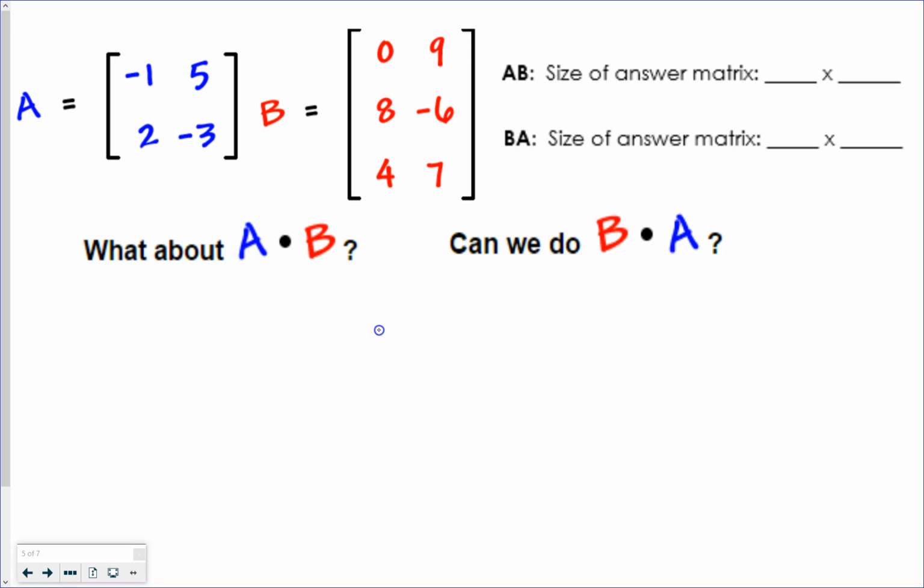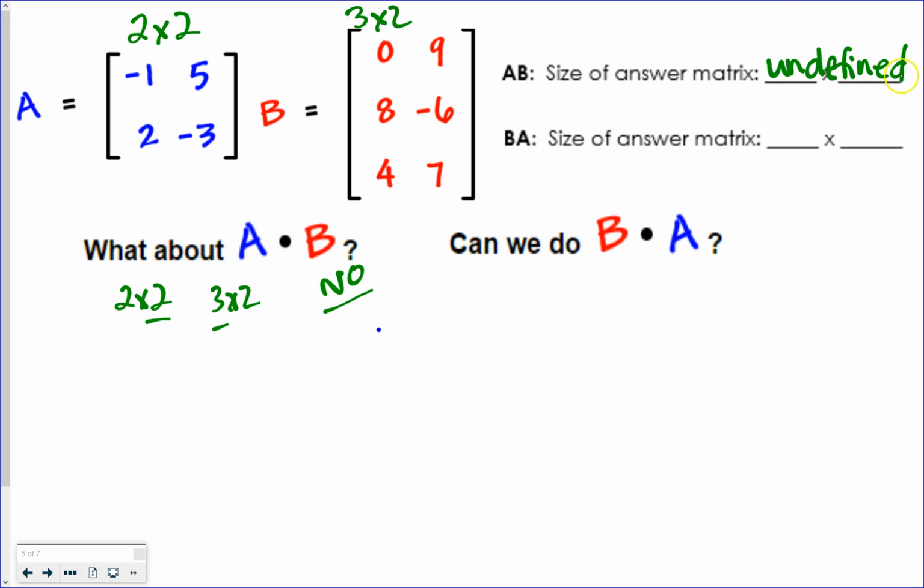Now I have an A and a B. What is the dimension of A? A is a 2 by 2. Okay, and what is B? B is a 3 by 2. So can I do A times B? No, why not? My middle pieces don't match, okay? So that's not going to work. I cannot do A times B.